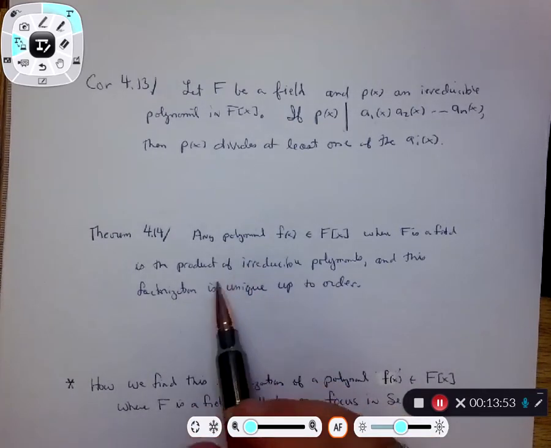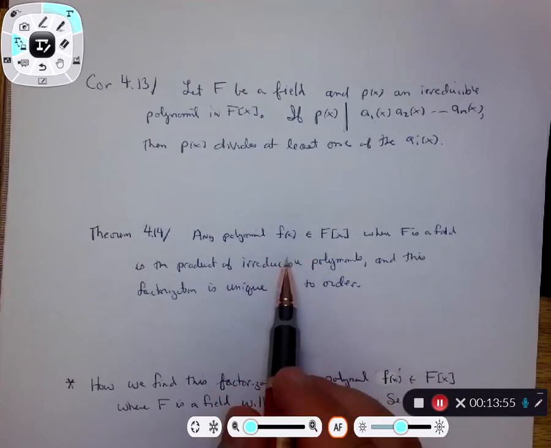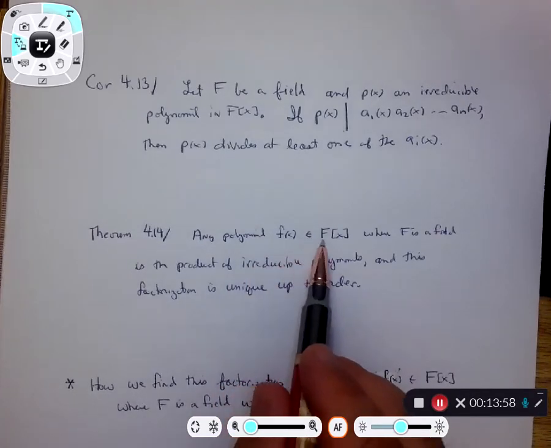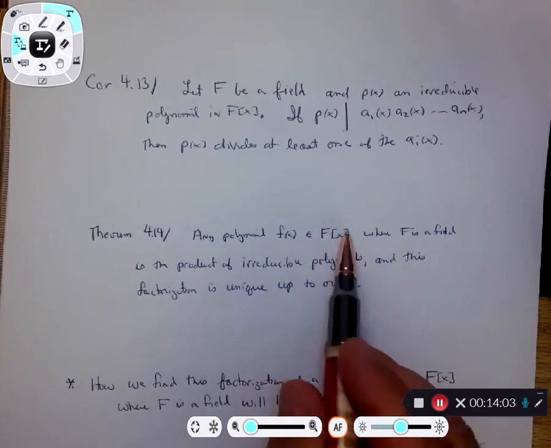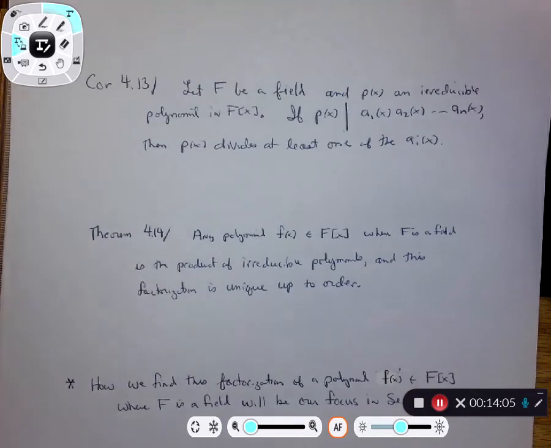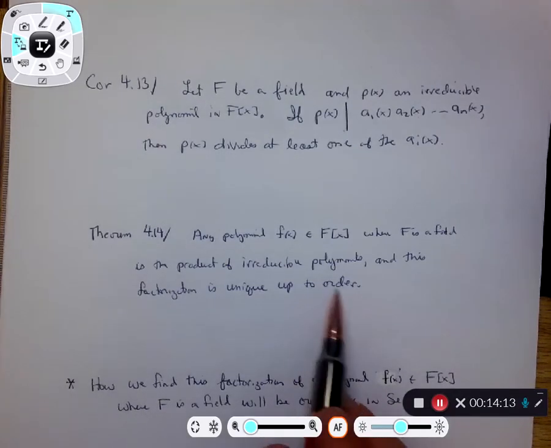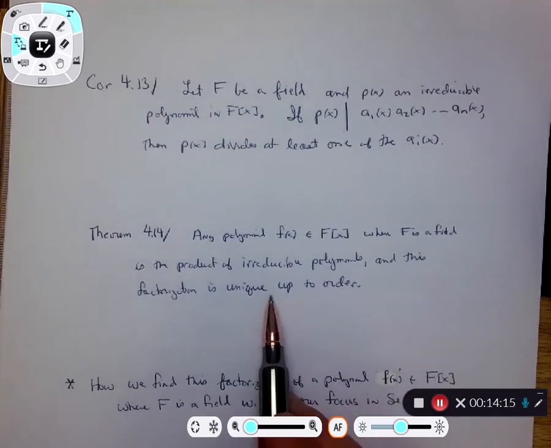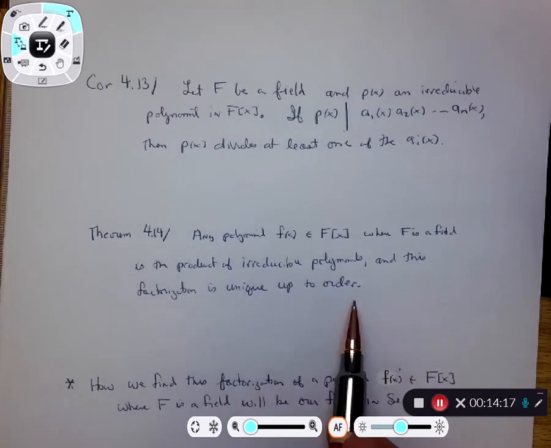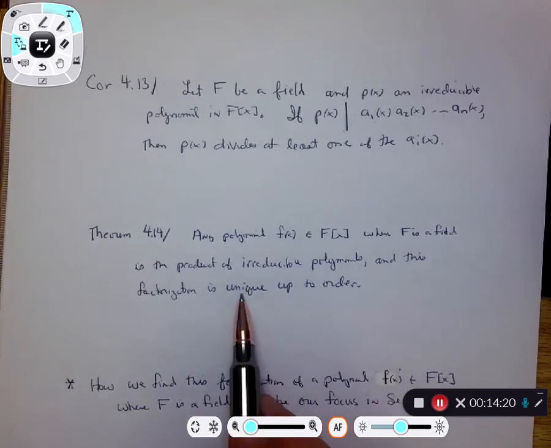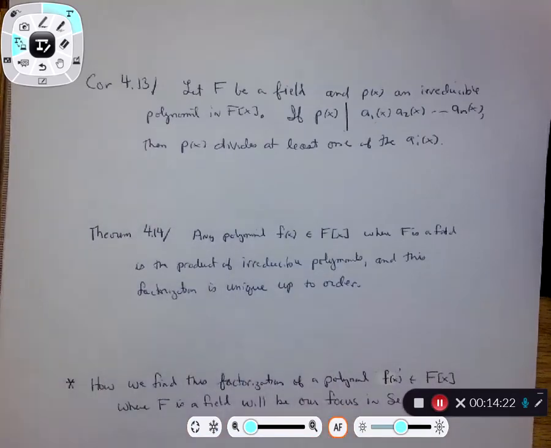Now if f of x equals g of x times h of x, then f of x also equals h of x times g of x, because F adjoin x, the polynomial ring, is actually an integral domain, which is a commutative ring with identity, so we don't care about the order of the factors. So that's what I'm talking about, up to order. You can put whatever order you want, p of x or g of x in the front, g of x in the back. We don't care about the order, but the factorization will be unique. So you can always factor these polynomials uniquely into a product of irreducible polynomials.